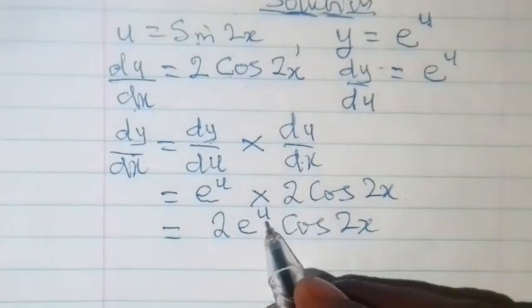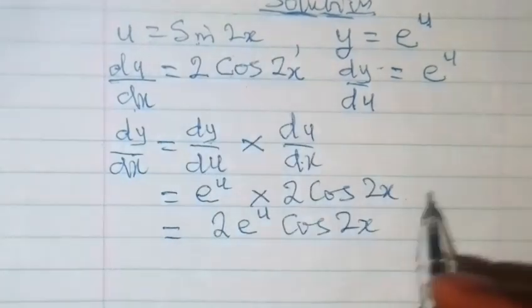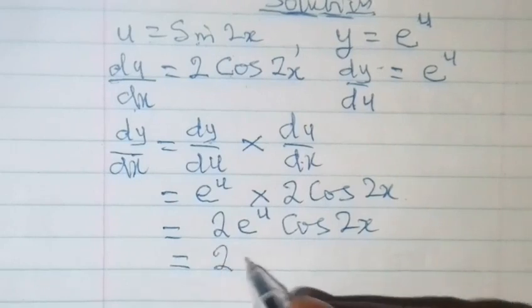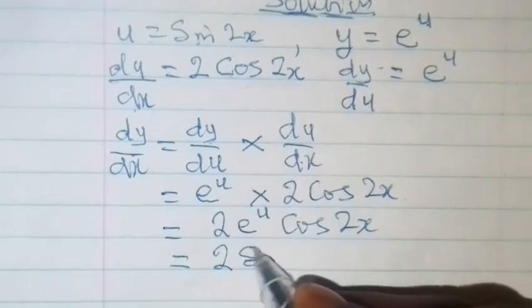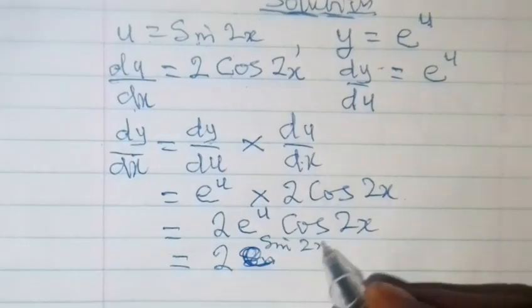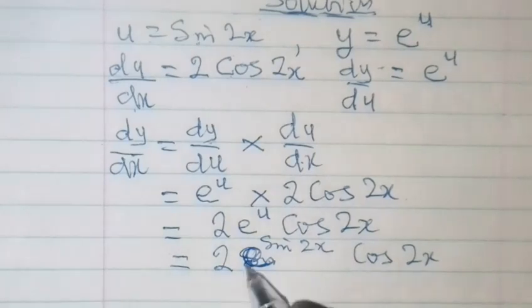But our u has a value for it. And what's the value? It is sine 2x. So over here, we are now going to write this as 2e power sine 2x, then cos 2x here. All right, and this is going to give us the final answer to this question.